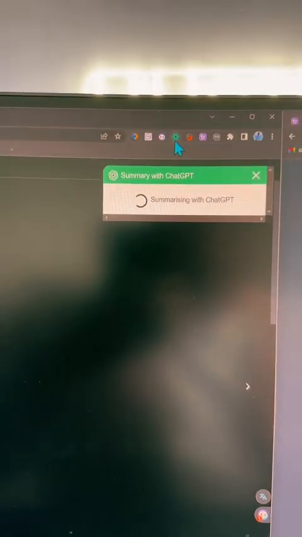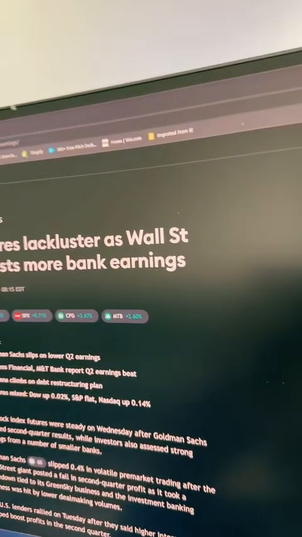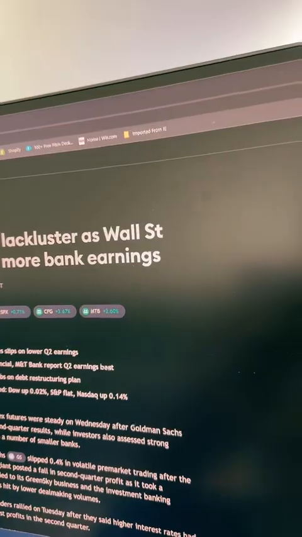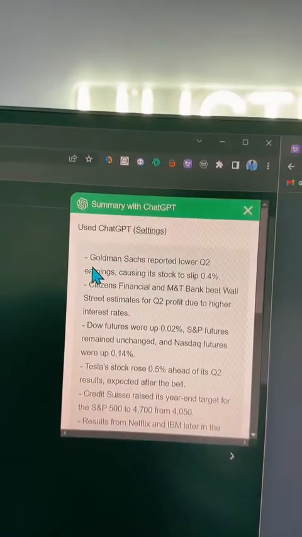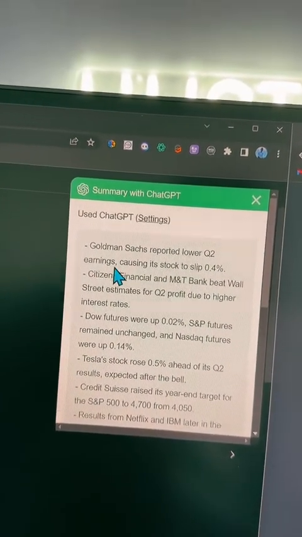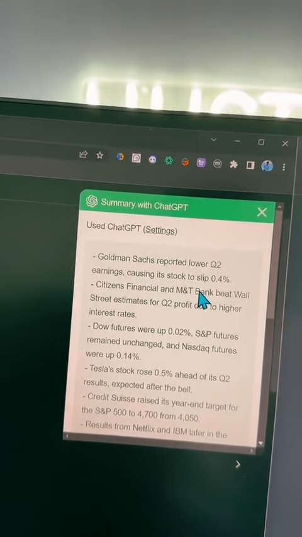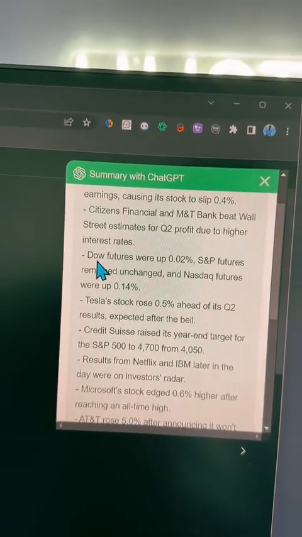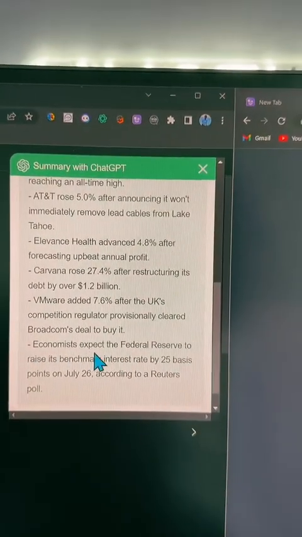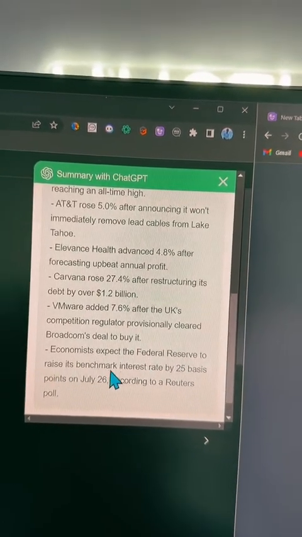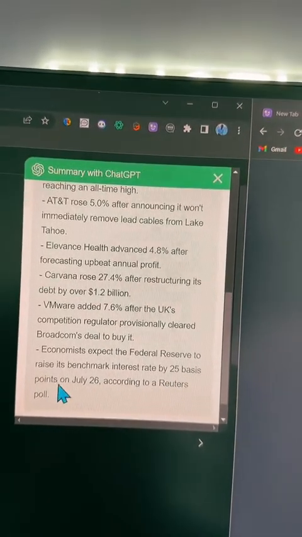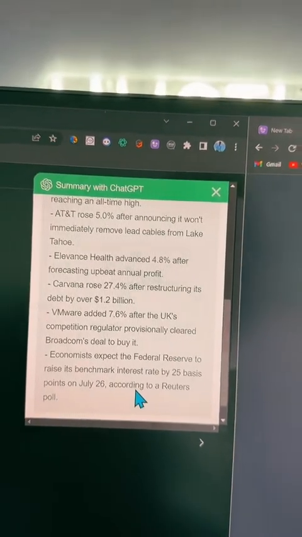Here we go, summarize that. Futures lackluster as Wall Street digests more bank earnings. Goldman Sachs reported lower Q2 earnings, causing its stock to slip 0.4%. Economists expect the Federal Reserve to raise its benchmark interest rate by 25 basis points on July 26, according to a Reuters poll. That's really important. Pay attention to that. So make a note on your calendar or on your chart, July 26.